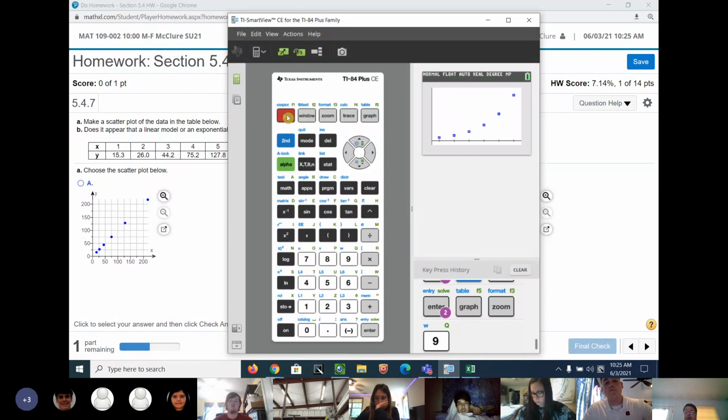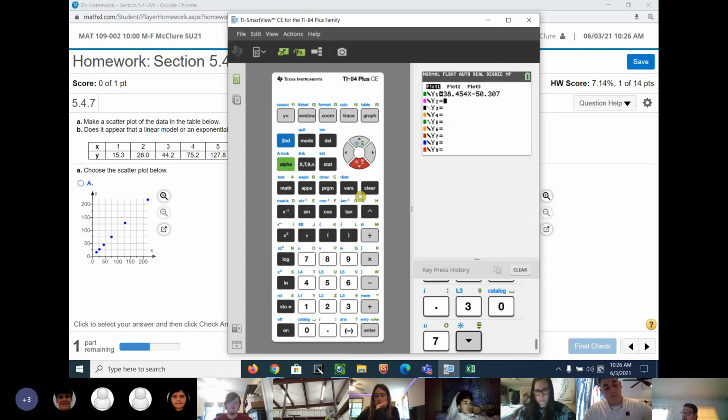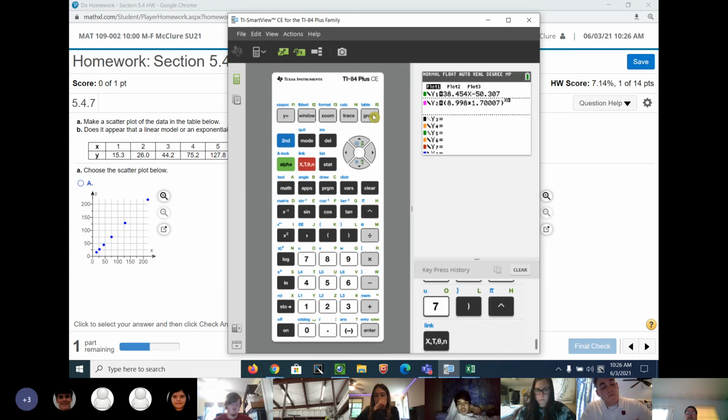And let's go ahead and do y is equal to 38.454x minus 50.307 and 8.998 times 1.7007, and I'm going to put this in parentheses, parentheses raised to the x power, and graph.